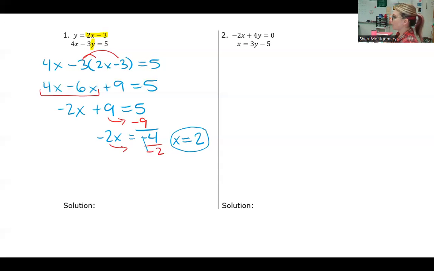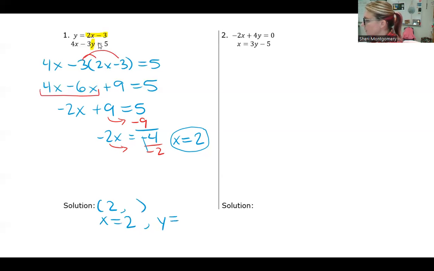So now that I have my first part of my solution, and to write it as a point, I have this part, but I don't have the y part. I also have part of the other way that I'm going to write it. I'm also going to say x is equal to 2 and y is equal to whatever the y is. So now I can take this x equals and I can plug it into either equation to get my answer.